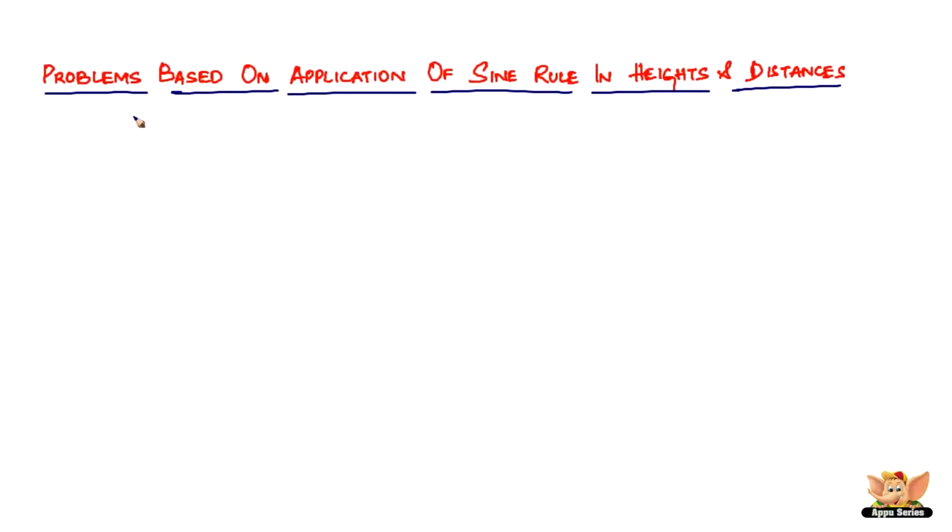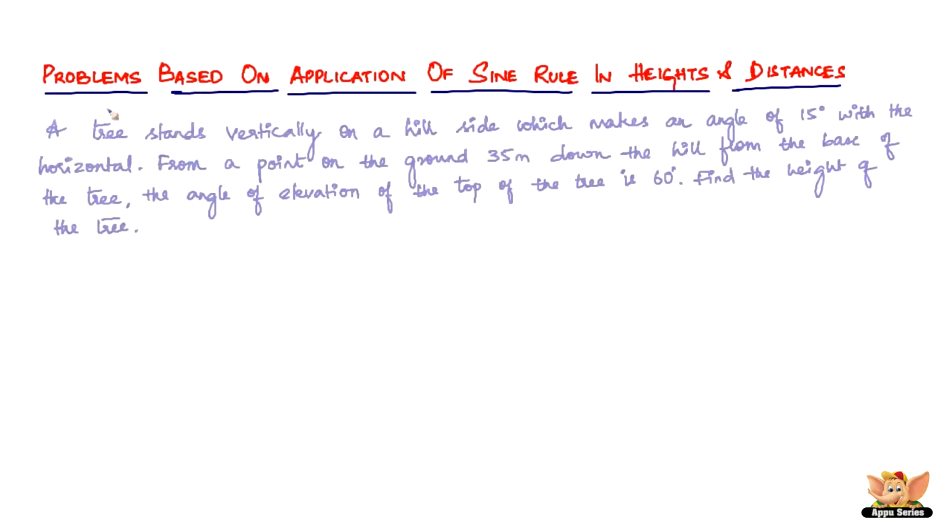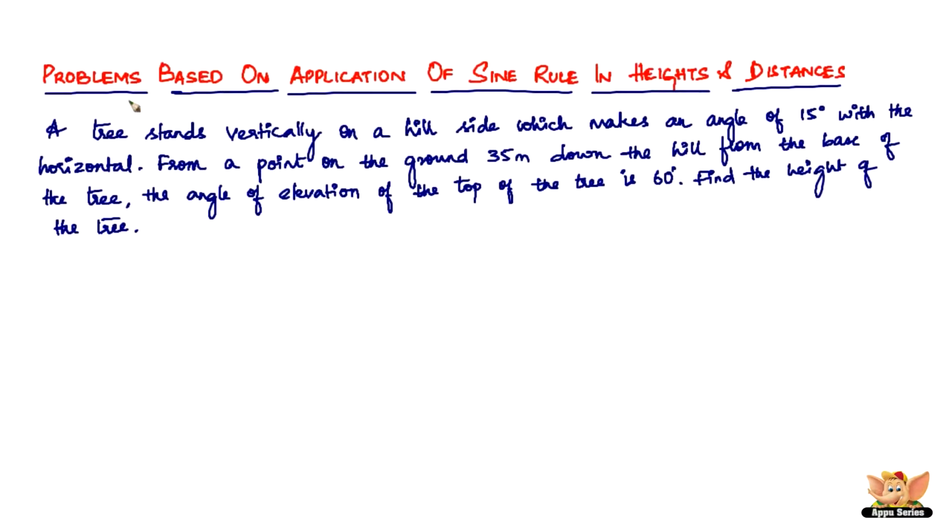In this video, let us continue to solve problems based on application of sine rule in the problems of heights and distances. Alright, so here we've got a question which reads like this. It says a tree stands vertically on a hillside which makes an angle of 15 degrees with the horizontal. So from a point on the ground 35 meters down the hill from the base of the tree, the angle of elevation of the top of the tree is 60 degrees. Find the height of the tree.